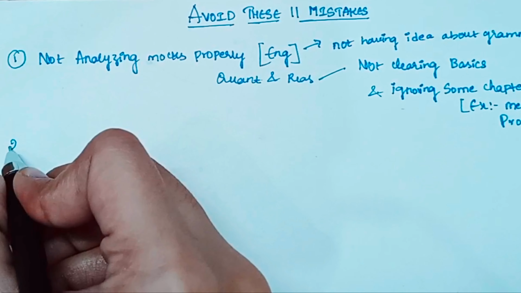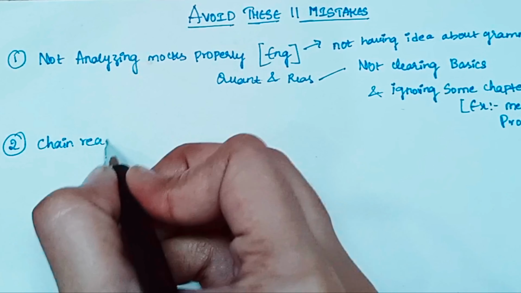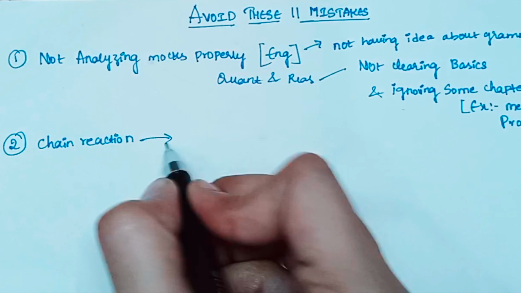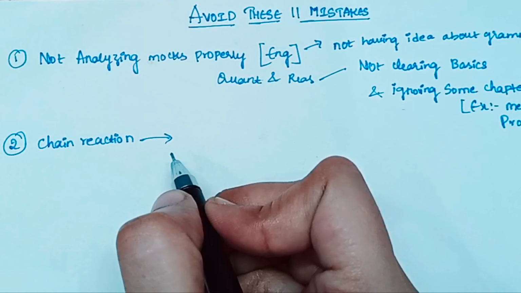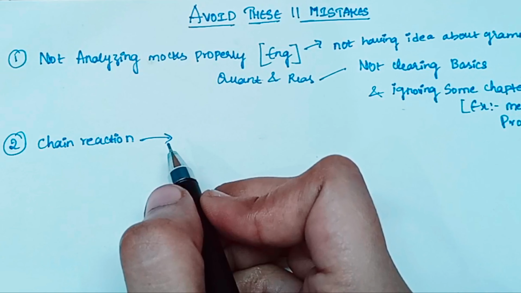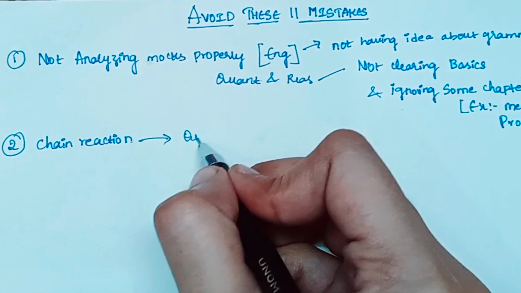The second mistake is chain reaction. You may wonder what is chain reaction. See, we all have one comfort zone with some type of questions. Choose the questions which give you comfort, especially in the quant section. If you are good at solving DI, go to the DI first. Otherwise, if you are good at simplifications, go to the simplifications first.